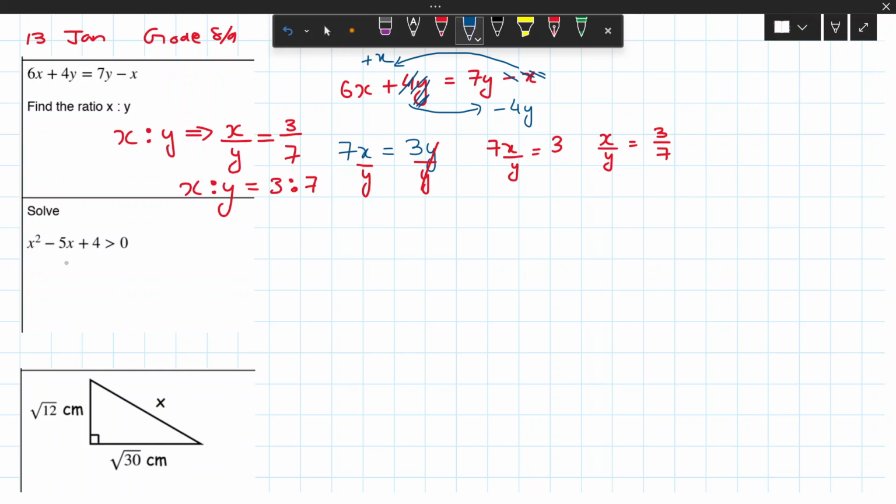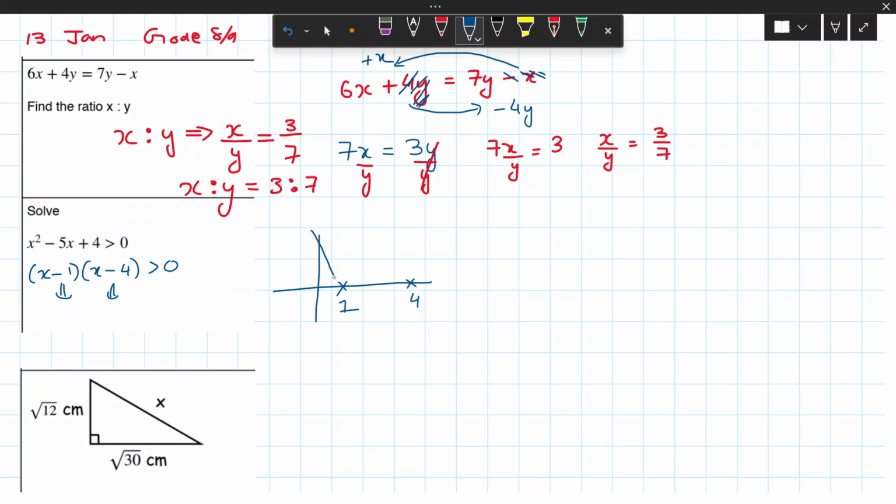Next question, we need to solve a quadratic inequality. So quadratic inequality, first step is to factorize this. So if I were to factorize, I would get x minus 1 and x minus 4, and that is greater than 0. Step number 2 is to draw a diagram. So I've got 1 and I've got 4. Where did I get these from? Because those are the critical points. When you flip these numbers, you get those two.